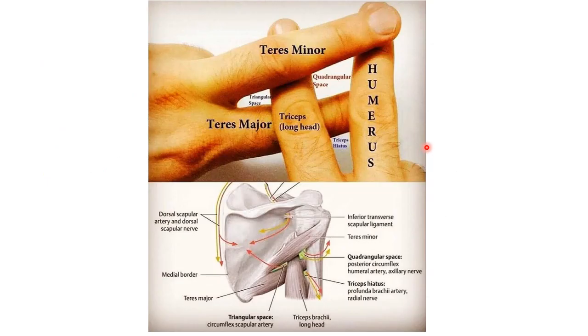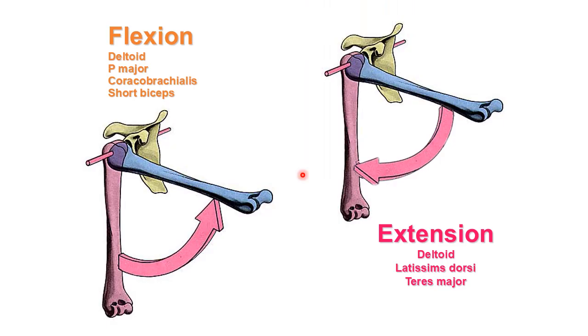To memorize and easily remember the spaces and foramen, you can put your fingers like this: this represents teres minor, this is the teres major, this is the humerus, and this is the long head of triceps, and you can reproduce these spaces and the intervals between the fingers. This is to review the contents of the gateways. Lastly, we will summarize the movements of the shoulder joint and the muscles responsible for each of these movements.